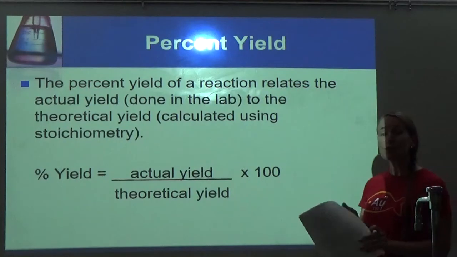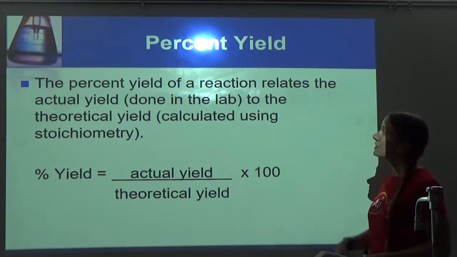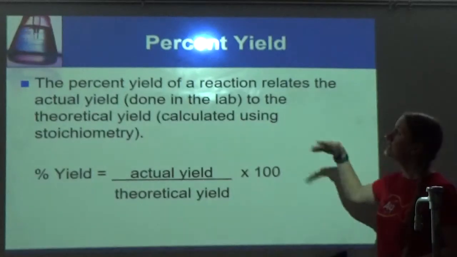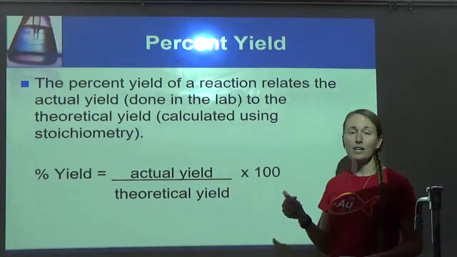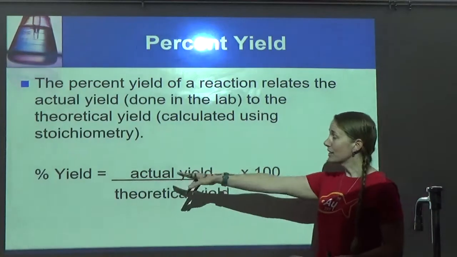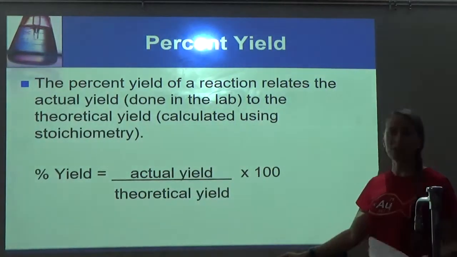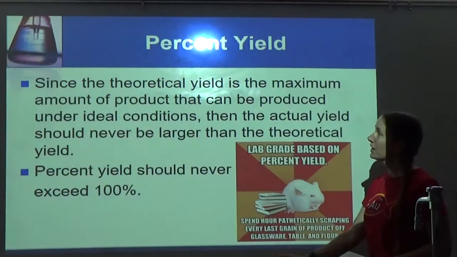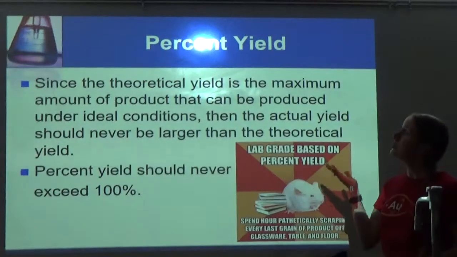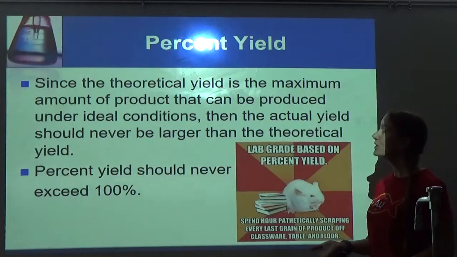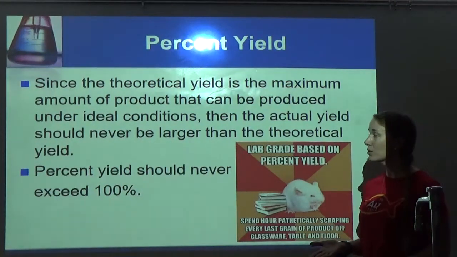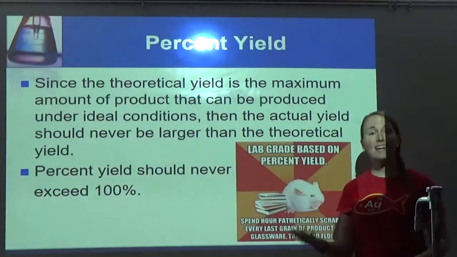All right, so percent yield was also something that we did in honors. So percent yield of a reaction relates the actual yield, which is done in the lab, to the theoretical yield, which is calculated using stoichiometry. So percent yield is actual over theoretical times 100. We did this before. Since the theoretical yield is the maximum amount of product that can be produced under ideal conditions, the actual yield should never be larger than the theoretical yield. So in other words, your percent yield should never exceed 100%.